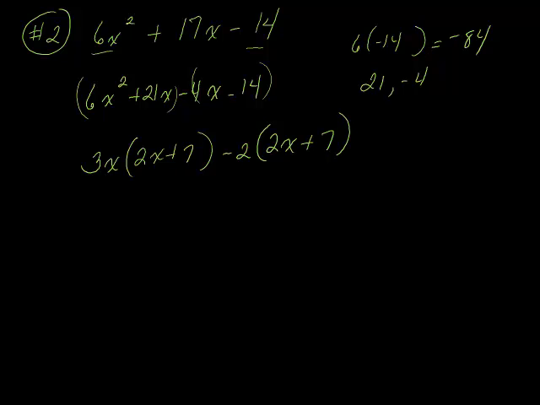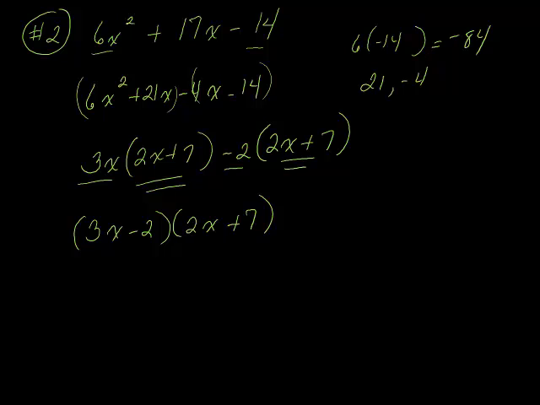If you're not sure why, let's go ahead and check. Negative 2 times 2x, negative 4x. Negative 2 times 7, negative 14. So now we have our factors, and we get 3x minus 2, 2x plus 7. So those are our factors.